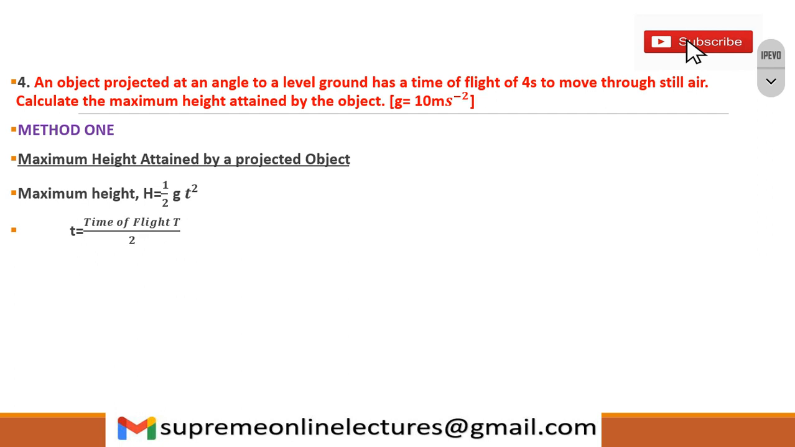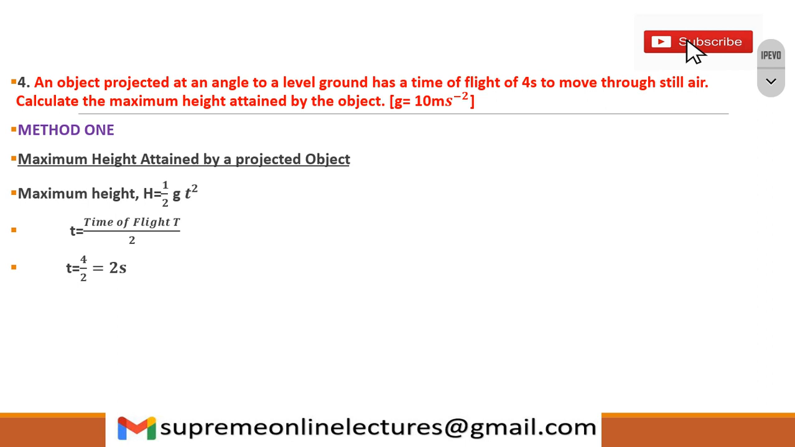Alright, so let's apply this expression. Small t equals the time of flight over 2. The time of flight is the time for the projectile to go up, get to the maximum height, and then come back to the same horizontal ground. So it's double the time to go up and come down. To get the maximum height, we just require the time for one side of the motion. So when we divide the time of flight by 2, 4 divided by 2 gives us 2 seconds.